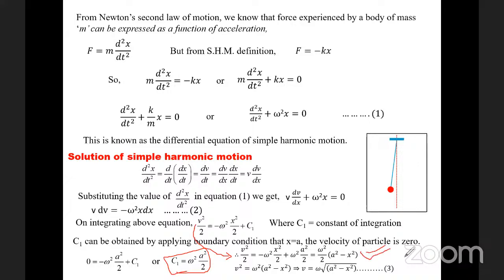Yes, sir. Yeah, v square equals to, divided by 2, so on both sides you can cancel the 2 here. V square equals omega square into a square minus x square, or v equals omega into square root of a square minus x square. This is equation number 2. So you find the v value: v is omega into square root of a square minus x square.